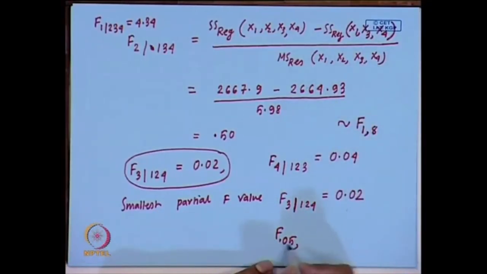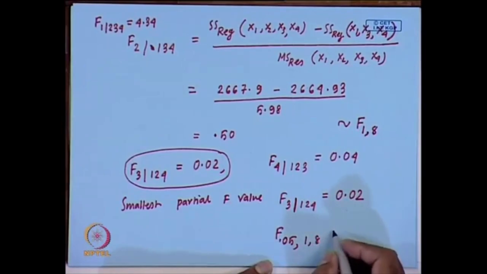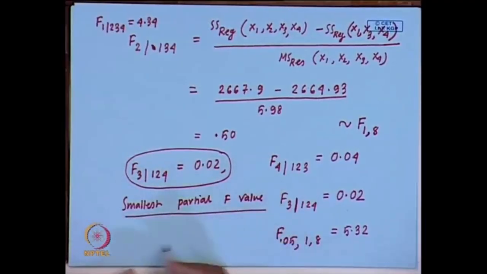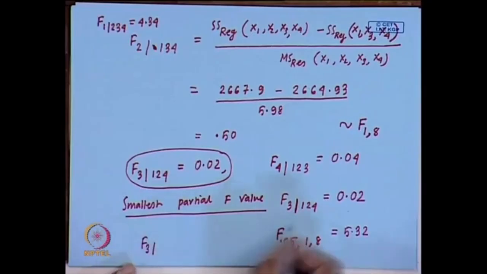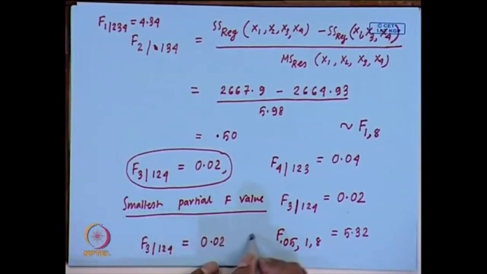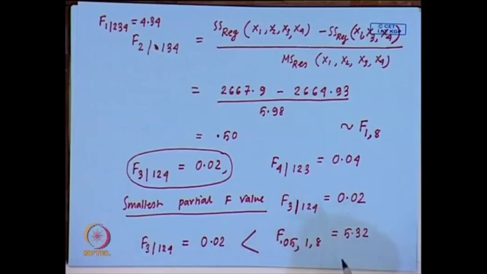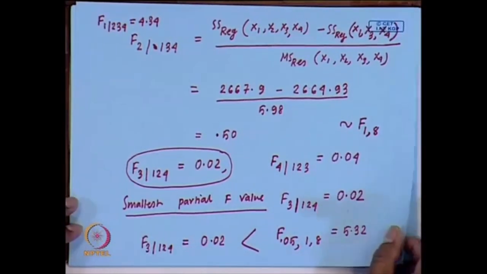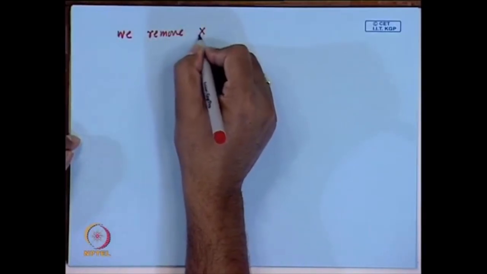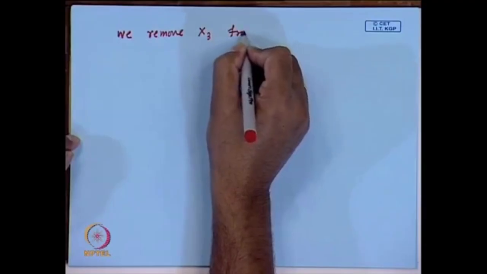So, we will find the value of F 0.05,1,8, which is equal to 5.32. Now, this one is the smallest partial F value, which is F 3 associated with X 3, given 1, 2, 4. This one is less than the tabulated value. So, X 3 is insignificant, we can remove X 3 from the model. So, we remove X 3 from the model.